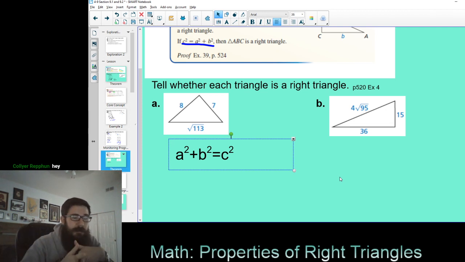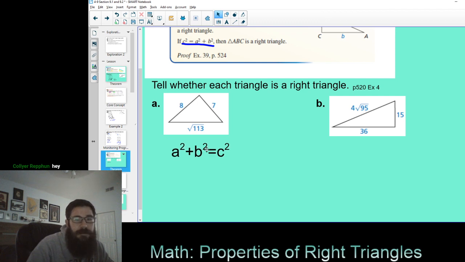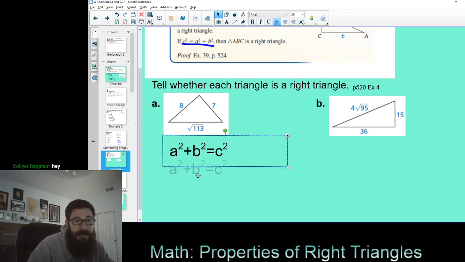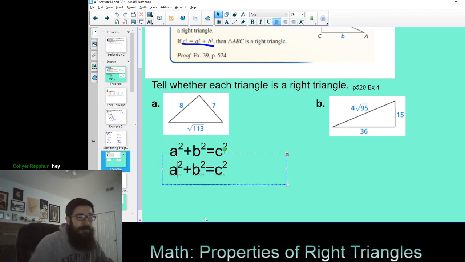If I get a true statement by the end, then I have actually a right triangle, meaning the right angle is going to be the one opposite the biggest side, the square root of 113, right here in between the 36 and 15. Again, page 520, example 4, if you're following along. I'm just going to copy this and start substituting some values. You do have to do a little bit of analysis to realize which ones would have to be the legs and which ones would have to be the hypotenuse.